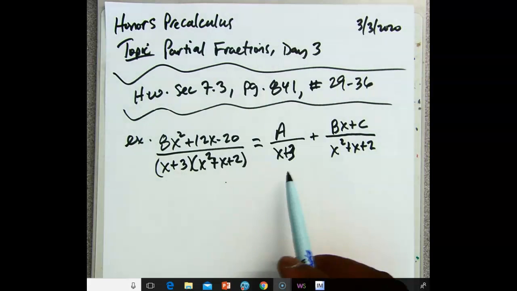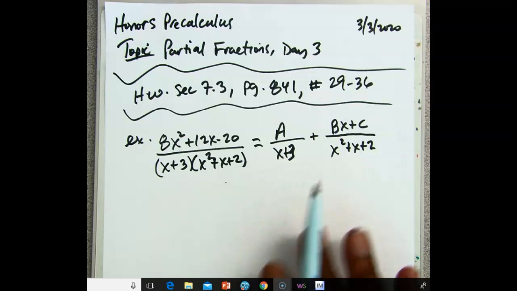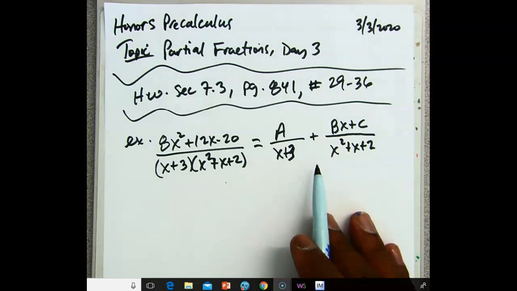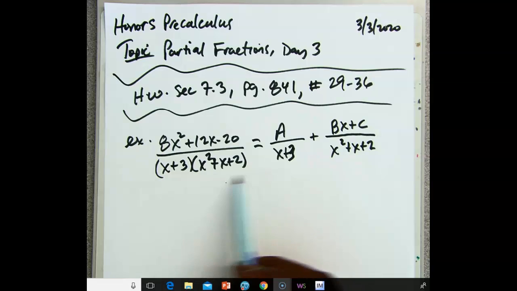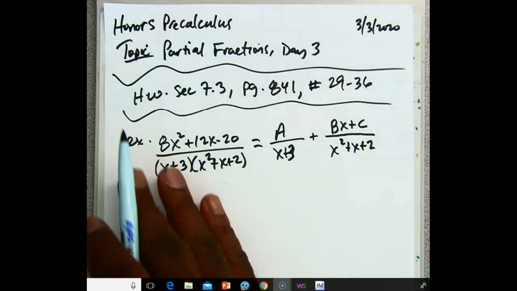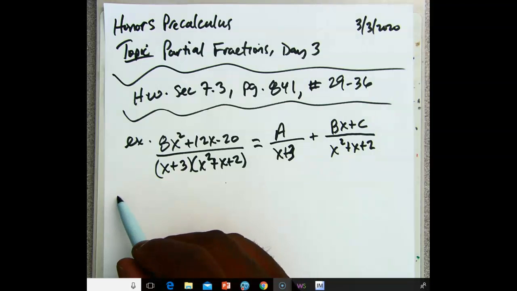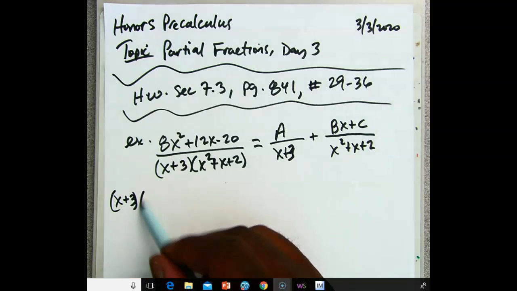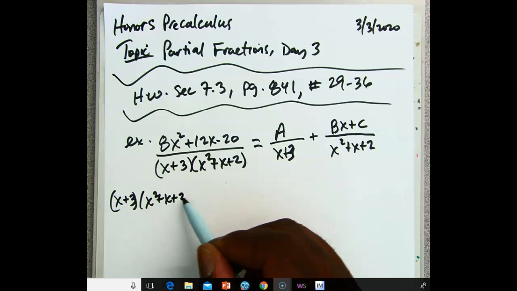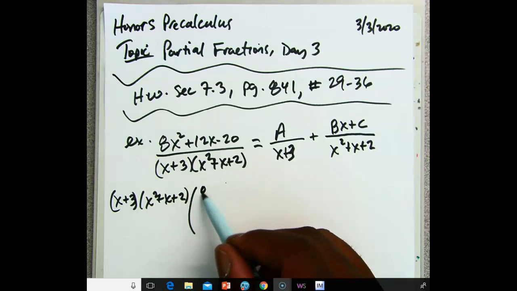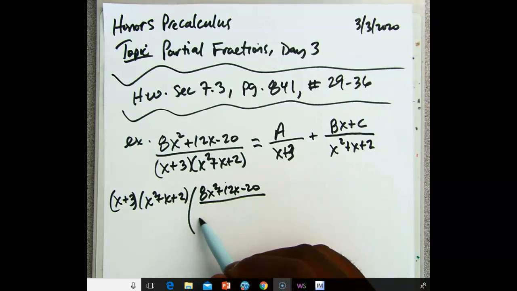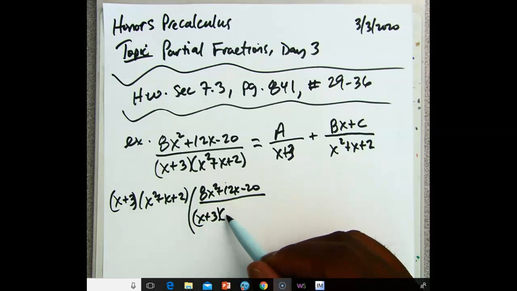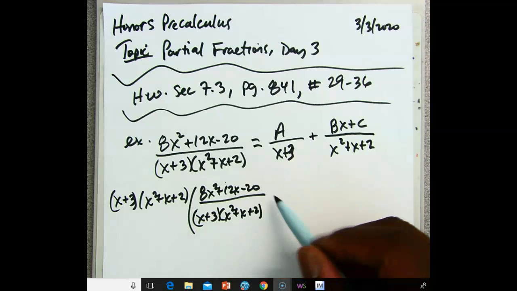Now, once we have this set up, and by the way, we're going to write the rule for this after we do this example, everything else is done like we've done it before. So our two distinct factors, one linear, one a quadratic, we're still going to multiply both sides by that. So here we're going to have x plus 3 times x squared plus x plus 2 times 8x squared plus 12x minus 20 over x plus 3 times x squared plus x plus 2.